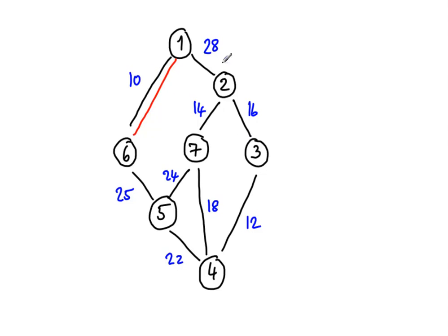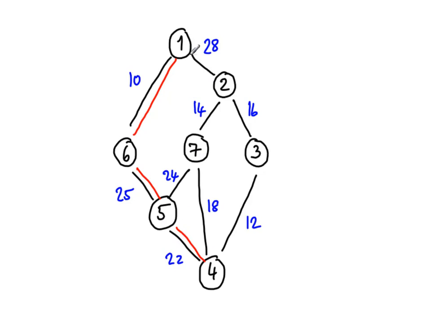So among these, 25 is smaller than 28, so we will extend 6 to 5 as a new edge, and now we have a tree containing two edges. Now we have to look for all edges which can connect to this new tree. So we have a choice between 1 to 2, which we already had, and 5 has two outgoing edges, to 7 and to 4. So we have among these three edges, 28, 24 and 22, we pick the minimum one. So this gives us clearly the edge 5 to 4, because 22 is the smallest of these three numbers.